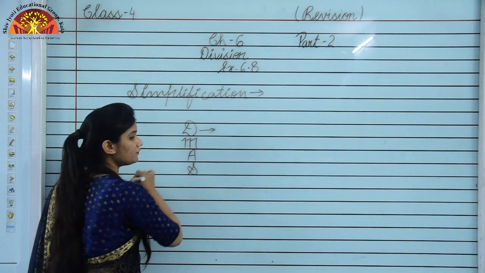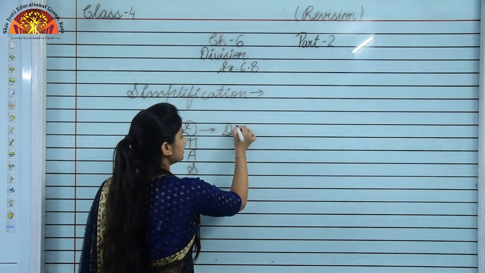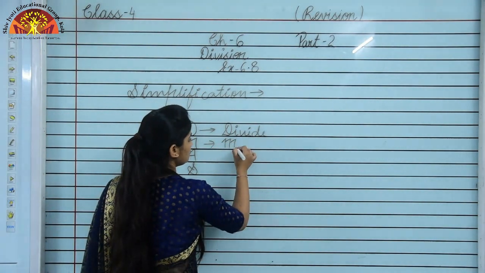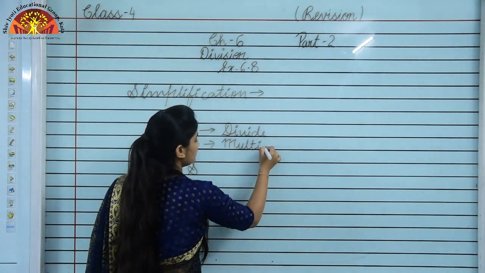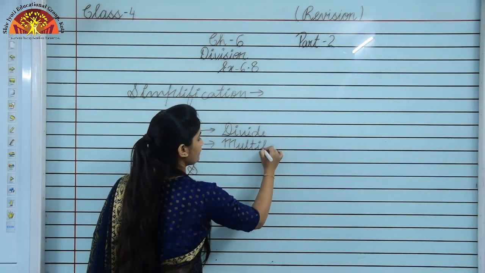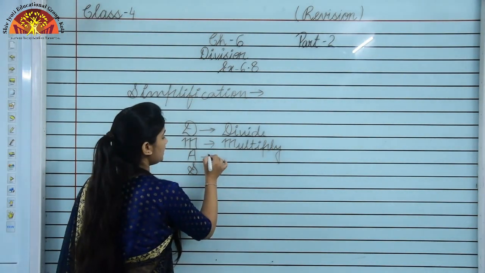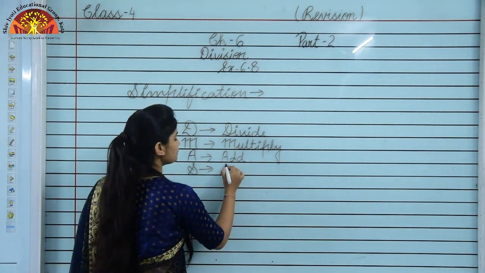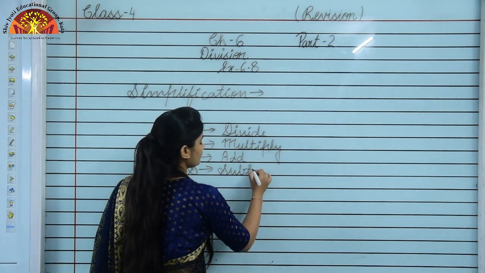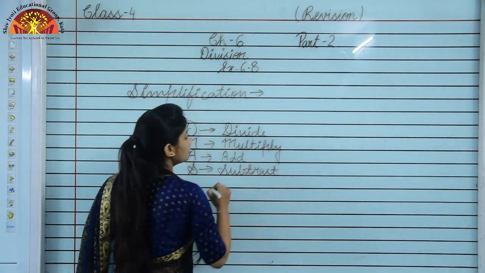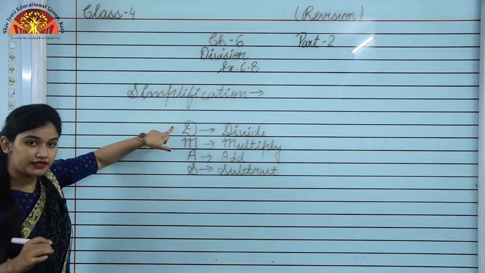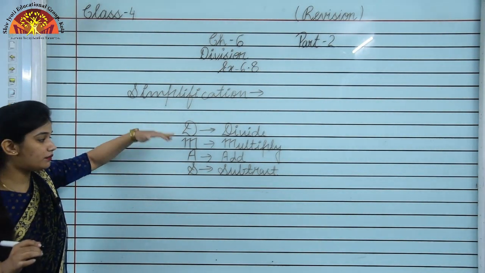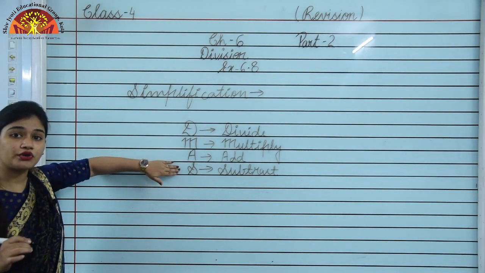Now what is the meaning of D? D means divide. M means multiply. A means addition, it means you have to add, and S means subtract. So first of all, you have to divide the numbers, then you will multiply, then you will add the numbers, and in the end you will subtract the numbers.